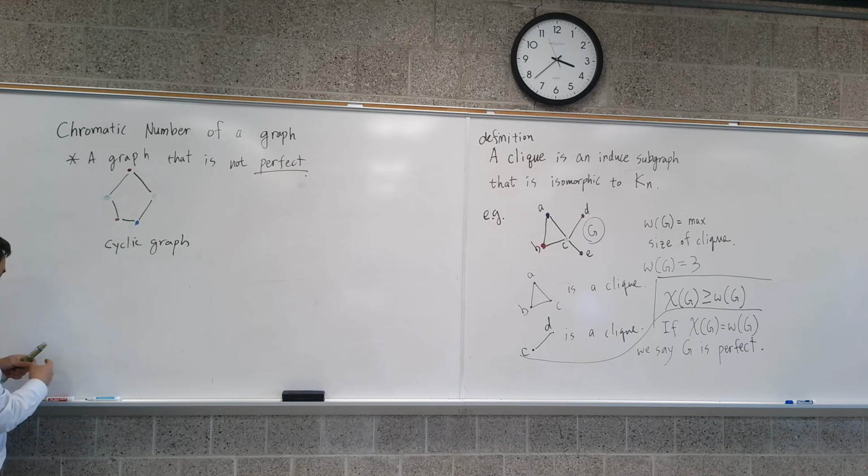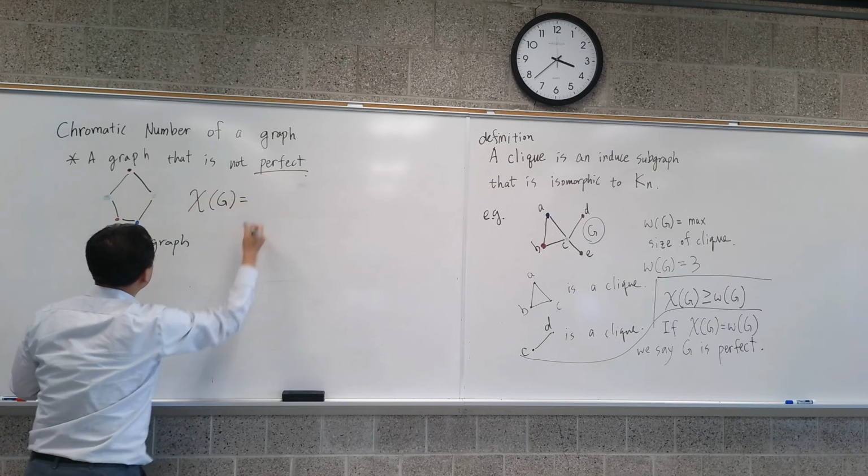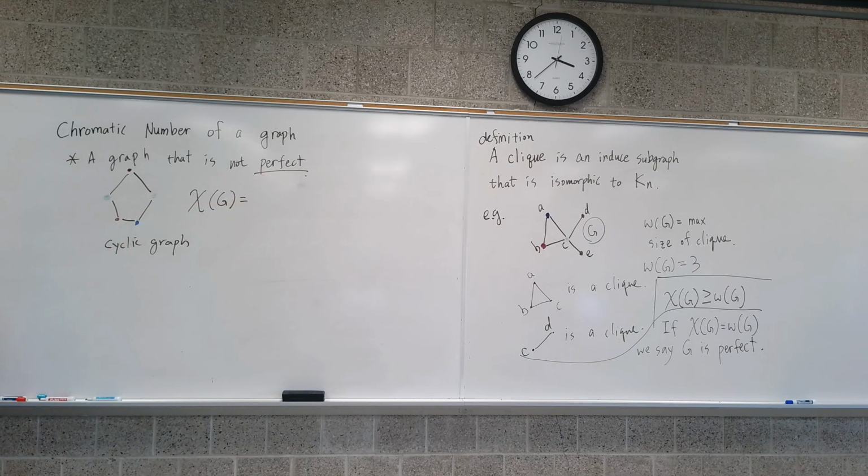So here we see that the chromatic number of this graph is what? What's the chromatic number of this graph? 3.